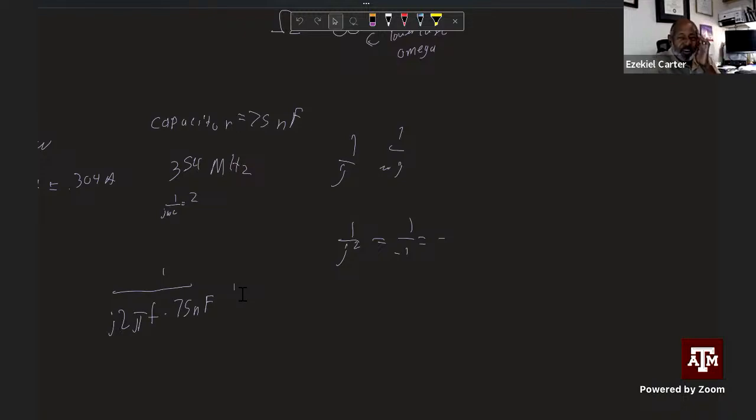Nanofarad's very, very small, ain't it? Yeah, but it makes a difference at high frequency. So we have 2 pi times 354. Hold on, let me do my parentheses. 2 pi times 354 e to the sixth times 75 e to the minus ninth, and then do 1 over that.